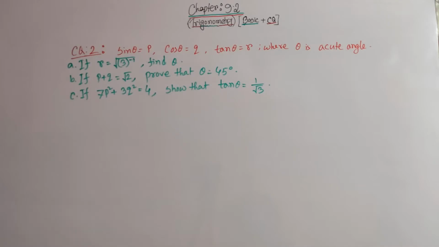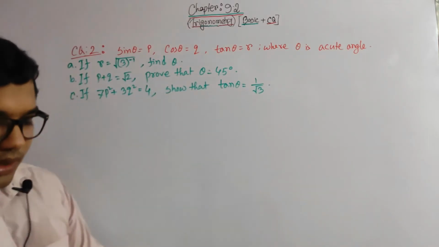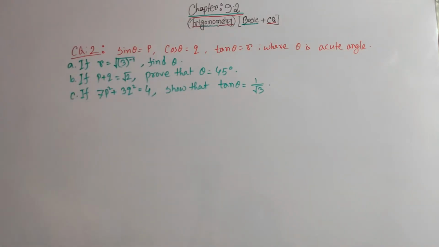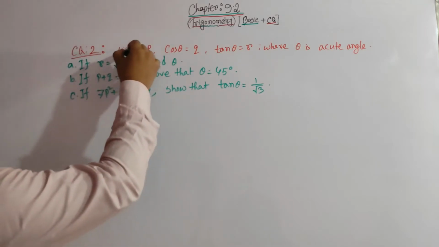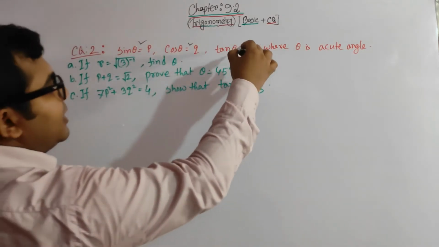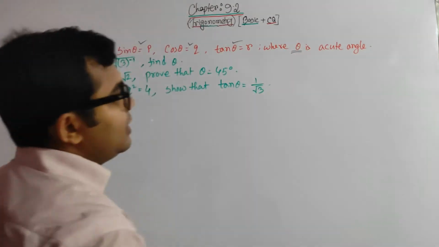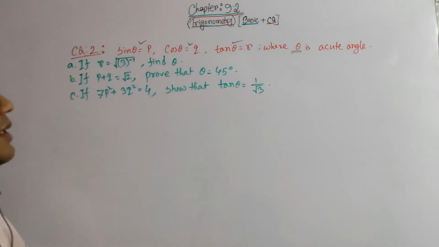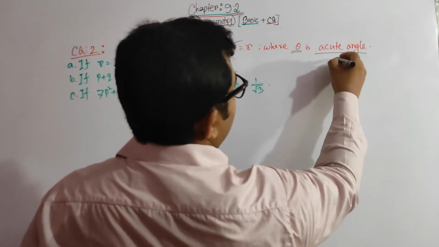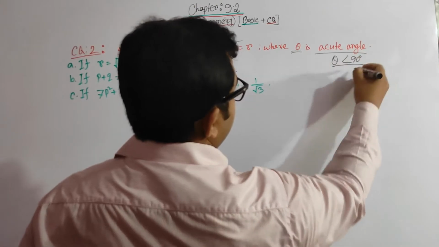Okay, dear students, this is your question number CQ number 2. In this CQ number 2, some information is given: sine theta is P, cos theta equals Q, and tan theta equals R, where theta is an acute angle. You can understand that an acute angle must be less than 90 degrees.